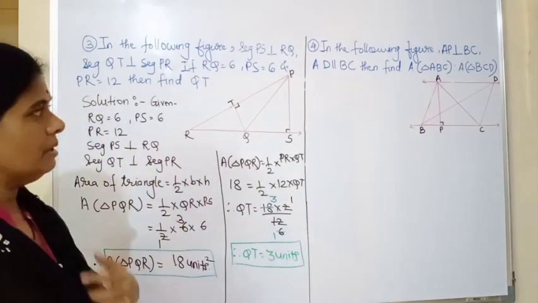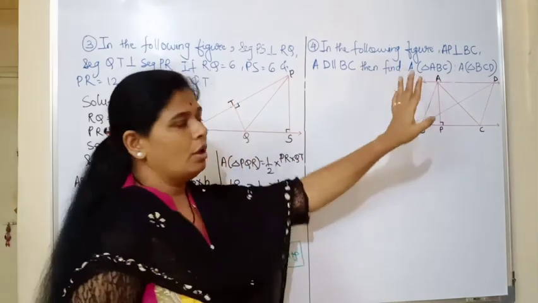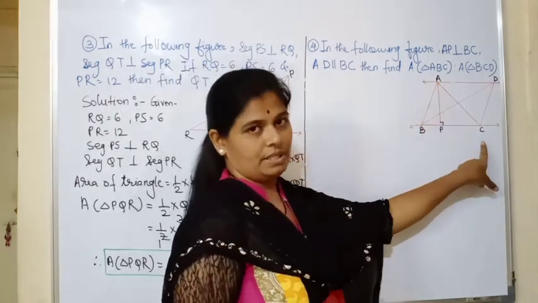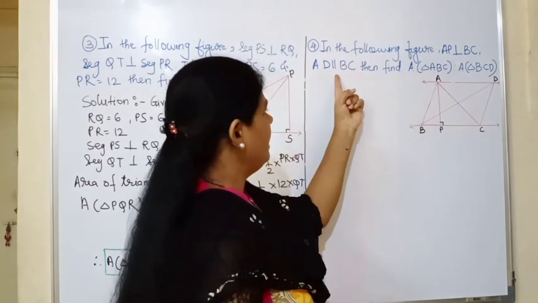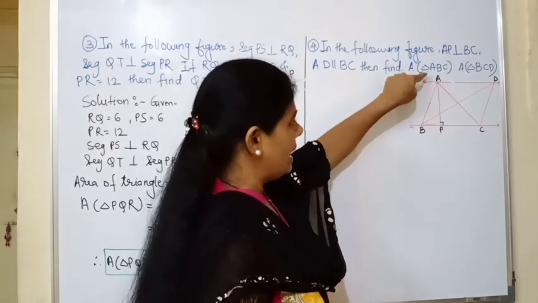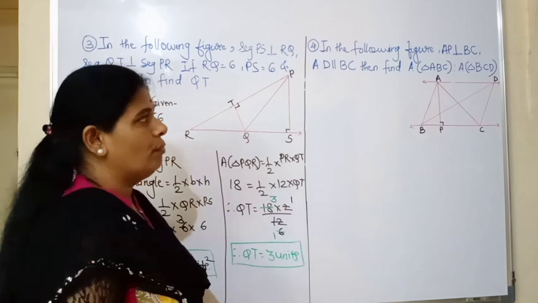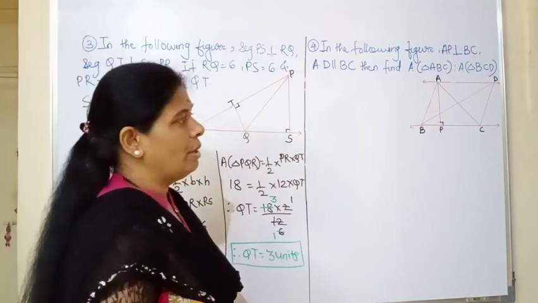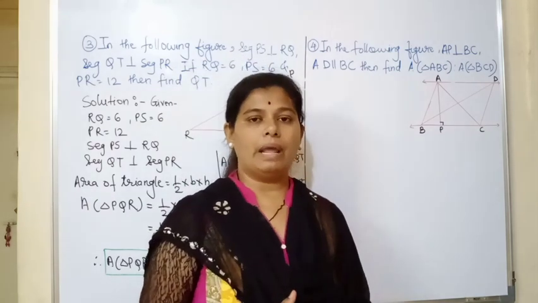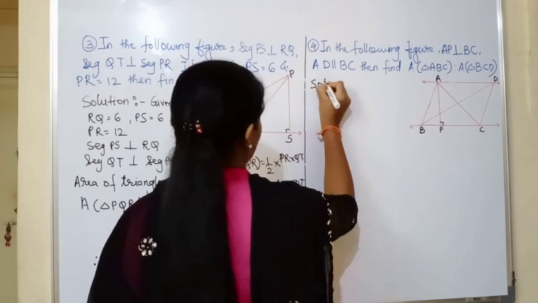Fourth example we'll see. Now what is given in the fourth example? In the following figure, AP is perpendicular to BC. Now AD is parallel to BC. As in the diagram we can see very clearly, AD and BC are the parallel lines, and we have to find the area of triangle ABC is to area of triangle BCD. So we have to find the ratio of triangle ABC and triangle BCD. Now the solution.